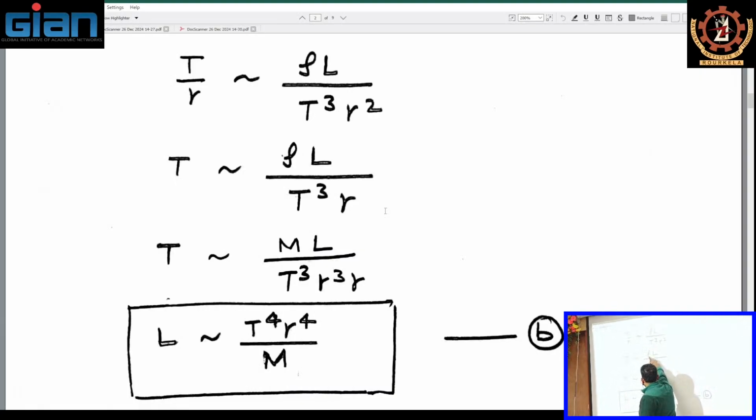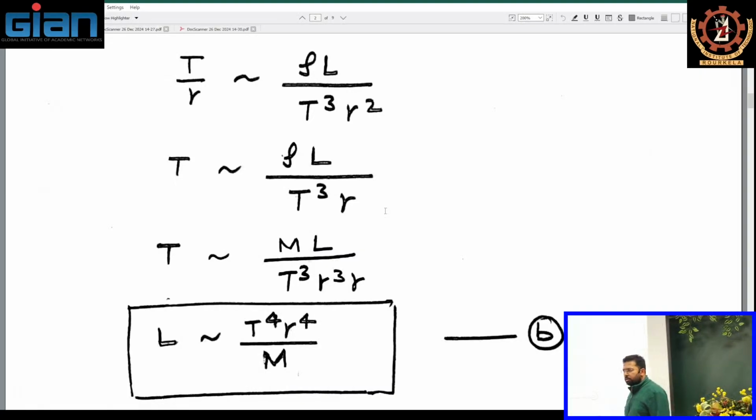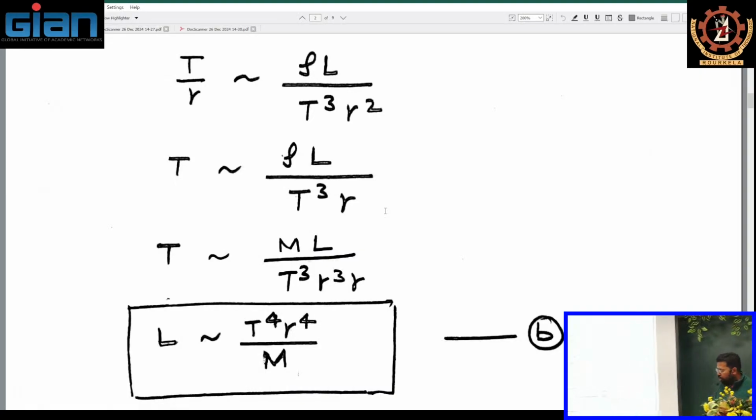So in this case, this rho will become M divided by R cube, and you have this L expression for T, this T cube multiplied by R cube and R. So ultimately luminosity will be proportional to T to the power 4 R to the power 4 divided by mass M. Are you able to follow the relation, right? Let's park this relation here and call it relation B.